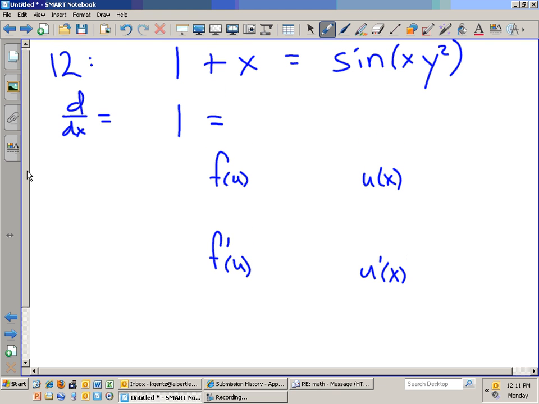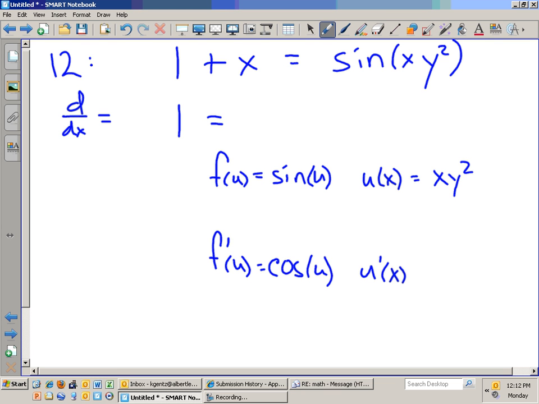So really, f of u would be my inside function. And note, you guys, this is not a function. But for the nature of what we're doing, I'm just setting up like this, okay? Inside, outside, so on and so forth. So what's the outside? Sine of u. What's the inside? xy squared. Very good. What's the derivative? Cosine of u.